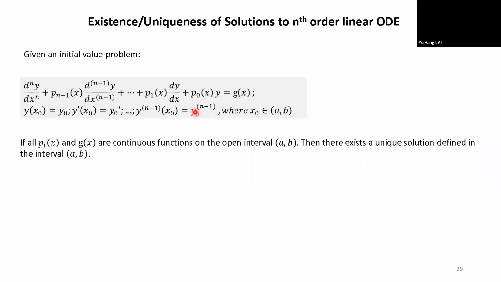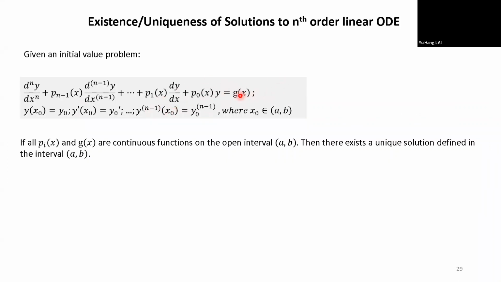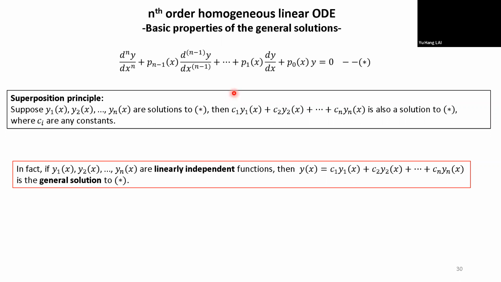Now, let's look at the case for the homogeneous ODE, so the right hand side is 0. Then this is the equation. Remember for the second order ODE, we can find two solutions that are linearly independent, and then the linear combination of these two solutions will be the general solution of this ODE.